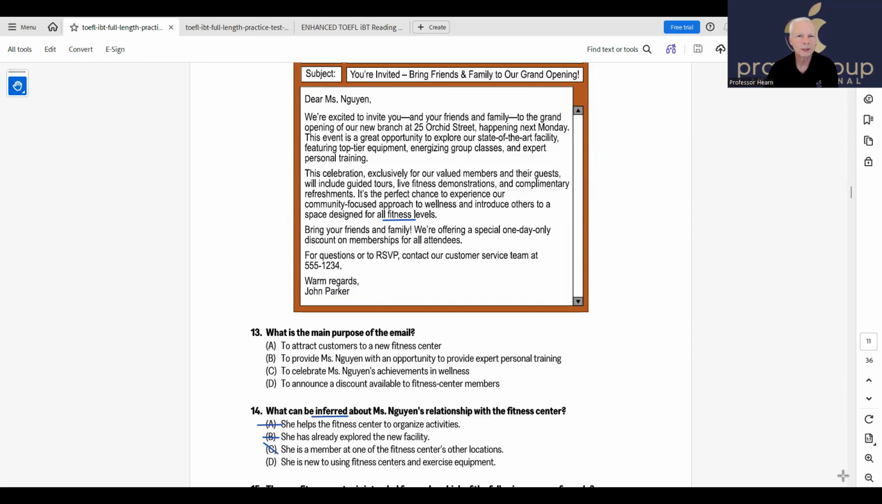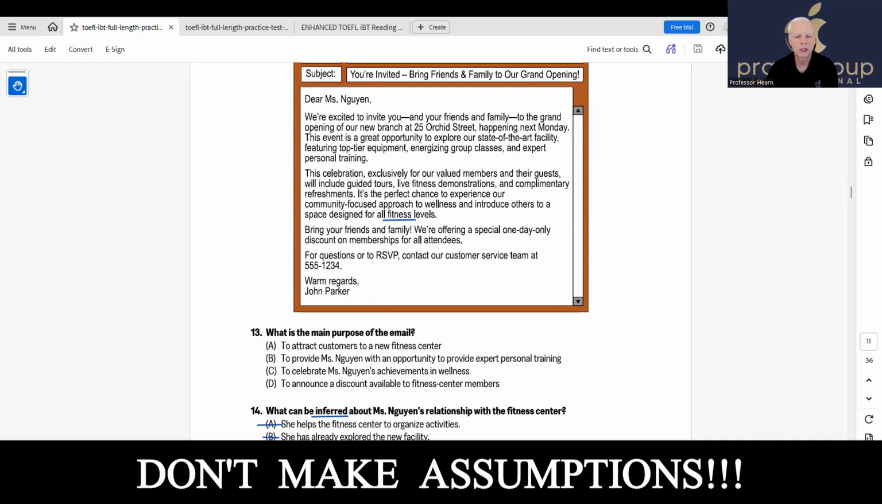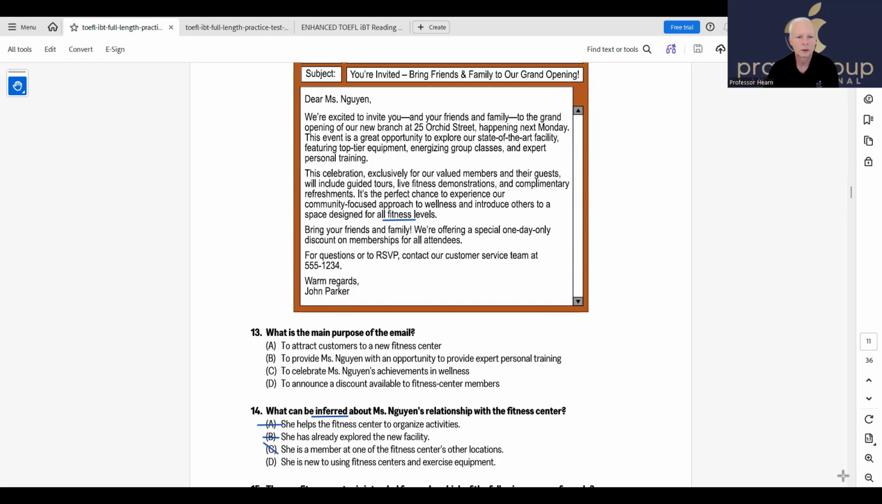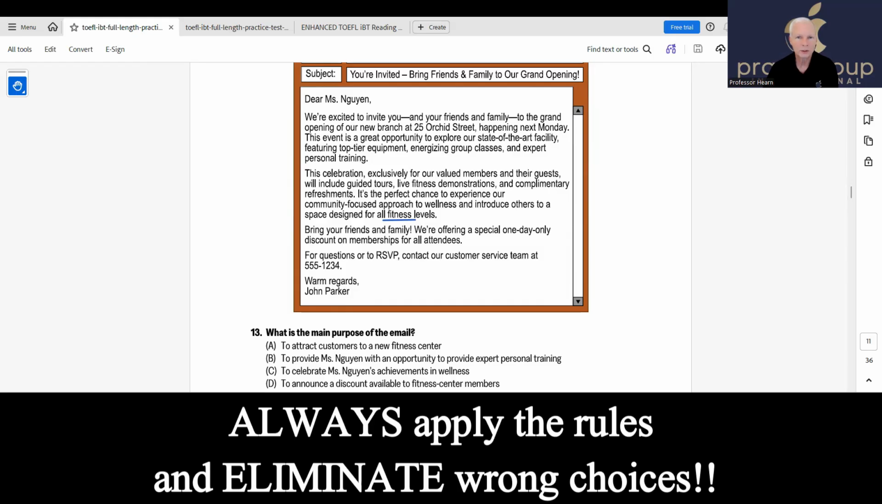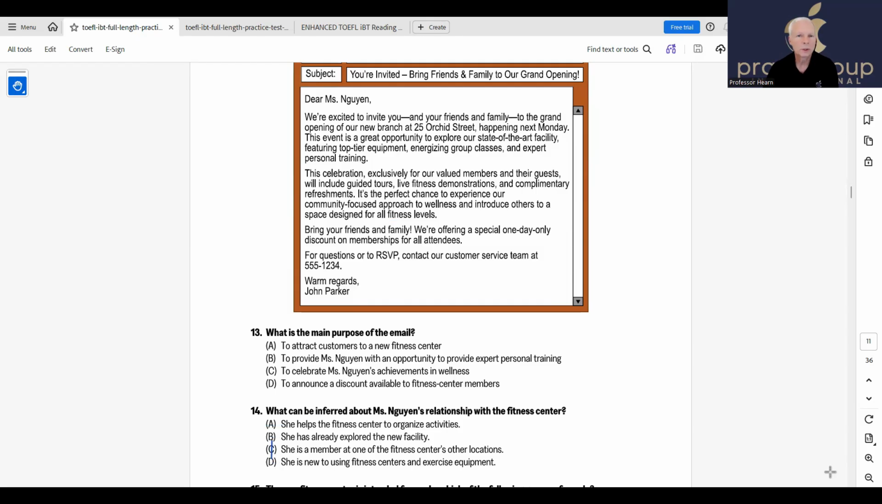And what about choice D? She is new to using fitness centers and exercise equipment. Does it say anywhere in these two sentences that she is new to using fitness centers and exercise equipment? No. And therefore, choice D is also not possible because it is not mentioned in the passage. This makes choice C the best answer.